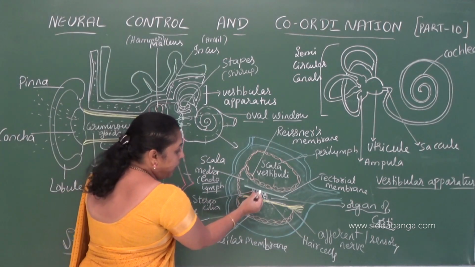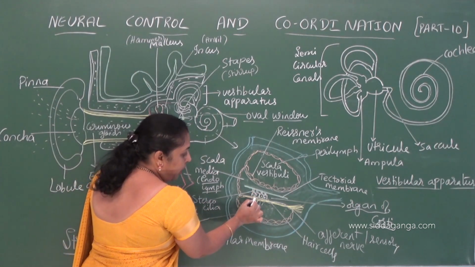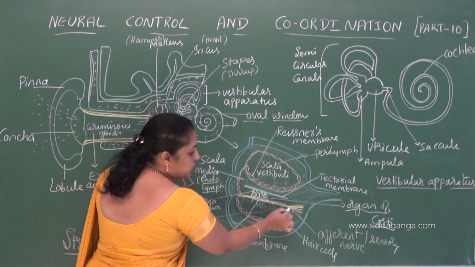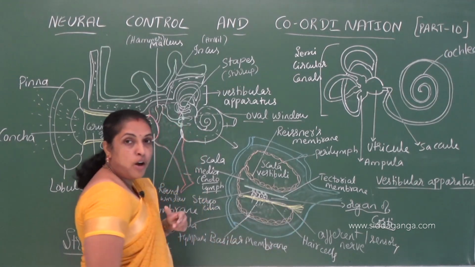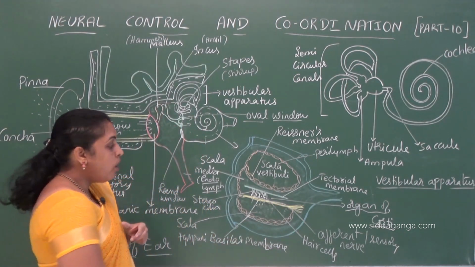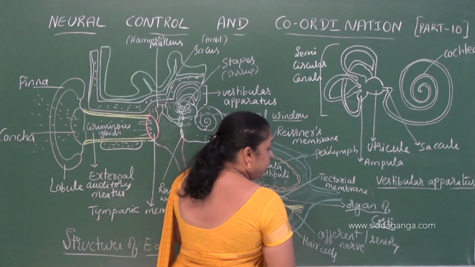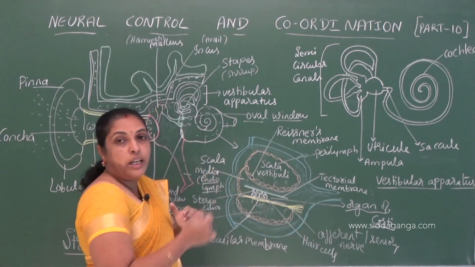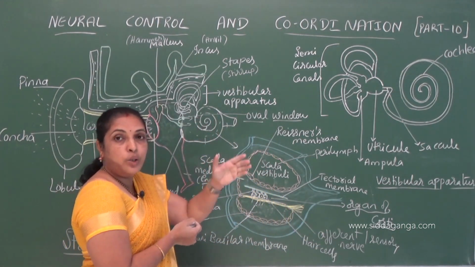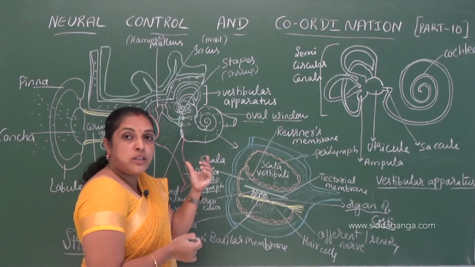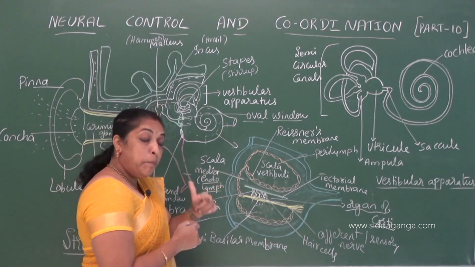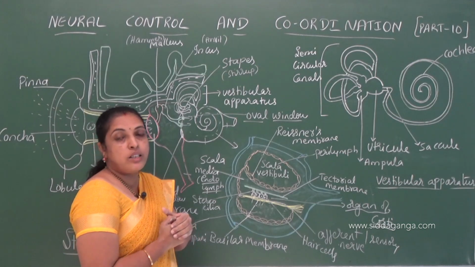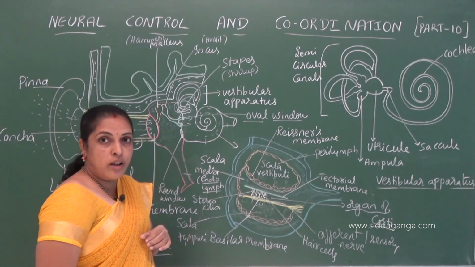When hairs bend against the tectorial membrane, action potential is generated in the afferent nerve or sensory nerve. Through this afferent nerve or sensory nerve, it is carried to the auditory nerve. From there to the auditory cortex, where the impulse is analyzed and sound is going to be recognized.